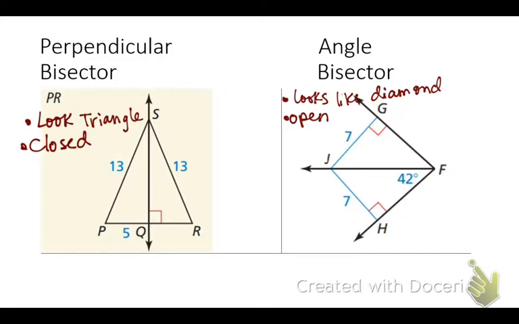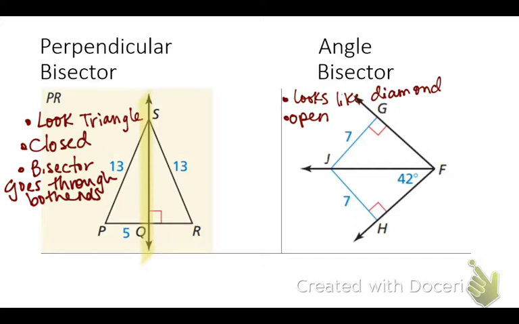What else do we notice as a difference? Okay. So the bisector goes through on both ends. My bisector is this line. I agree. Whereas this one stops.